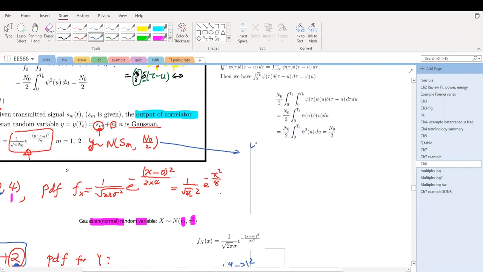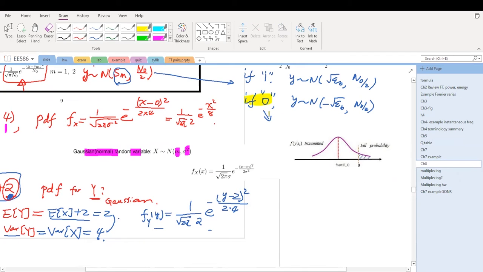So now let's say digital 1 is transmitted. y is Gaussian, s_m in this case equals the square root of Eb. The variance is N0 divided by 2. If 0 is transmitted, in this case, the geometric coefficient is minus the square root of Eb, but the variance is still N0 divided by 2. Now, if I want to plot this PDF function, when digital 0 is transmitted, the mean is minus the square root of Eb, that's here, and it is Gaussian.